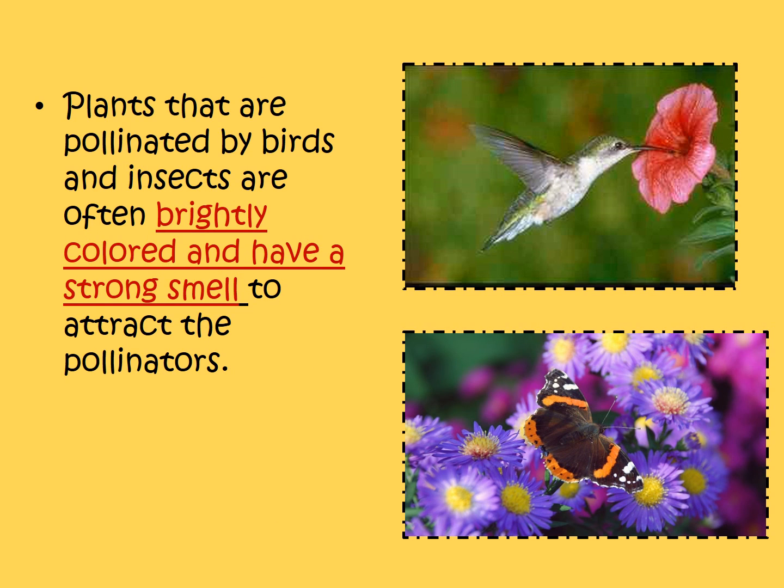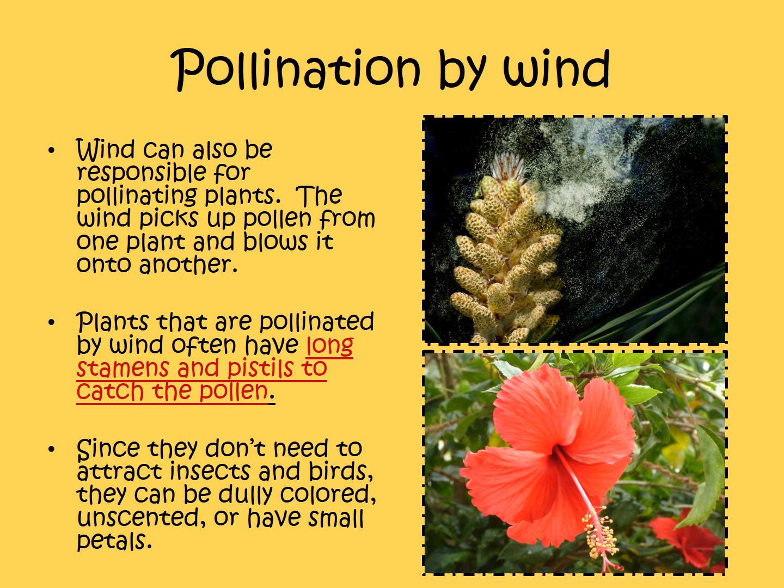Have you ever wondered why certain plants are just so vibrantly colored? Why some of them smell so great? The reason why is that these plants are pollinated by birds and insects, and they rely on their bright color and strong smell to attract the pollinators. This is the answer to number 8 in your notes. So we just learned that some plants are pollinated by bees, butterflies, hummingbirds, and other types of insects.